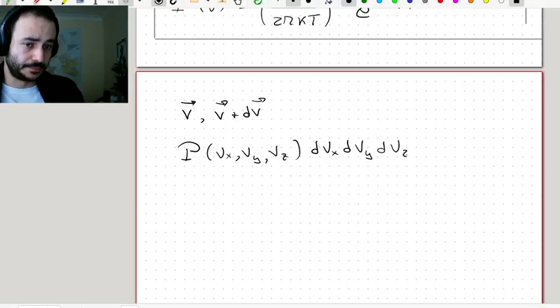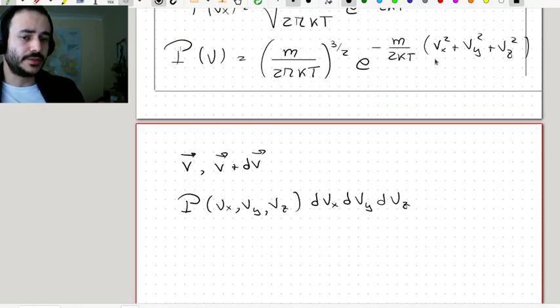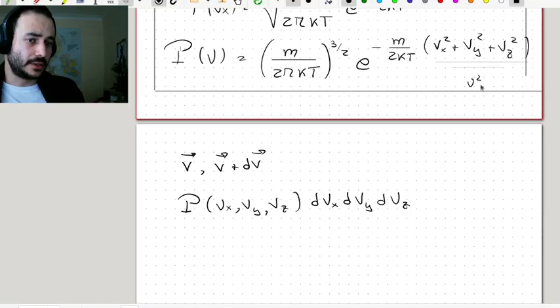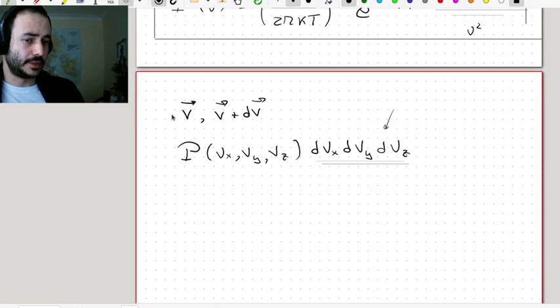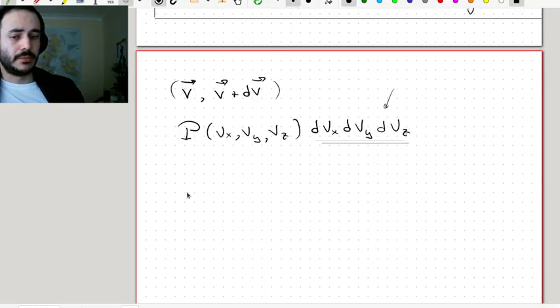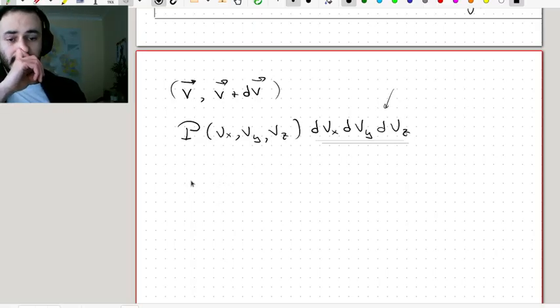And this probability distribution is written in Cartesian coordinates, even if in the end, it turns out that it depends on v squared. But it's written in Cartesian coordinates, and it makes sense when I multiply by this volume element in the space of velocity. It gives me the probability that I find a velocity in the infinitesimal neighborhood of this v, which is Vx, Vy, Vz. Okay?